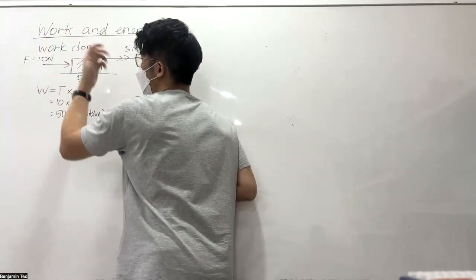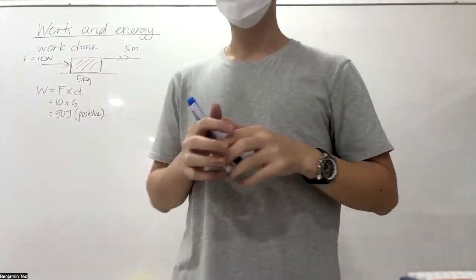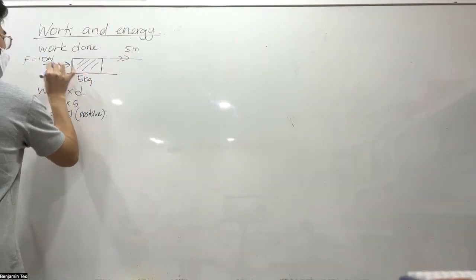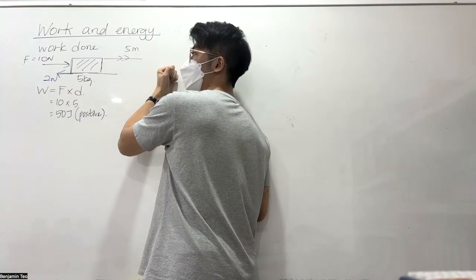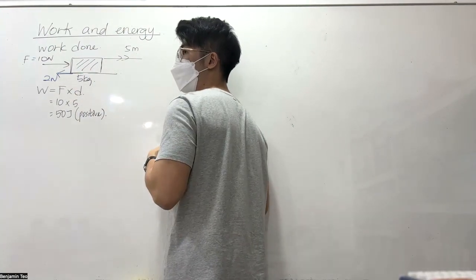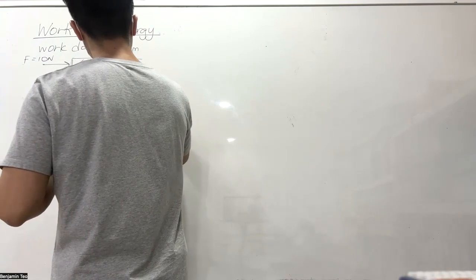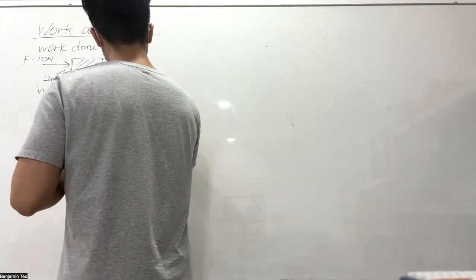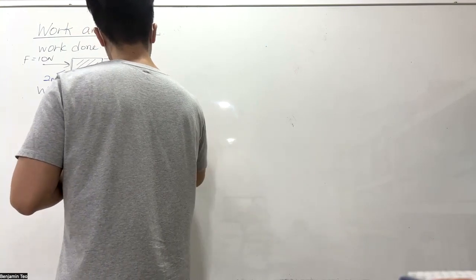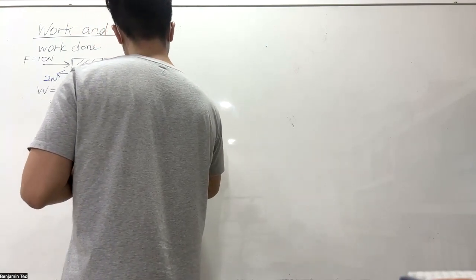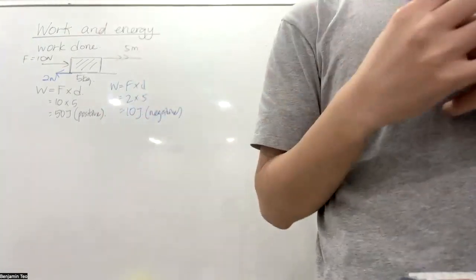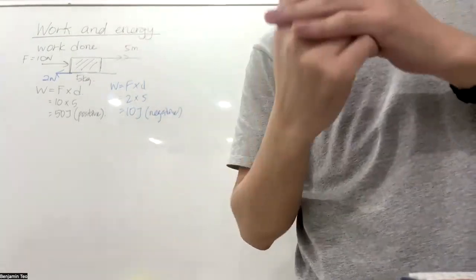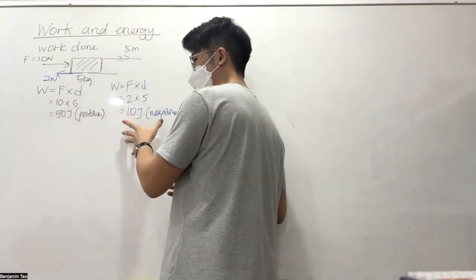Now, when I push this one, let's say the surface is a rough surface, and then you have frictional force. The friction is 2 Newton. The friction is applying a force against my distance. So work is also done by friction. We can calculate work done by friction equals 2 times 5, okay, 10 joules. This is negative work because it's in a different direction from the distance. Okay, very simple. Same direction is positive work, different direction is negative work.